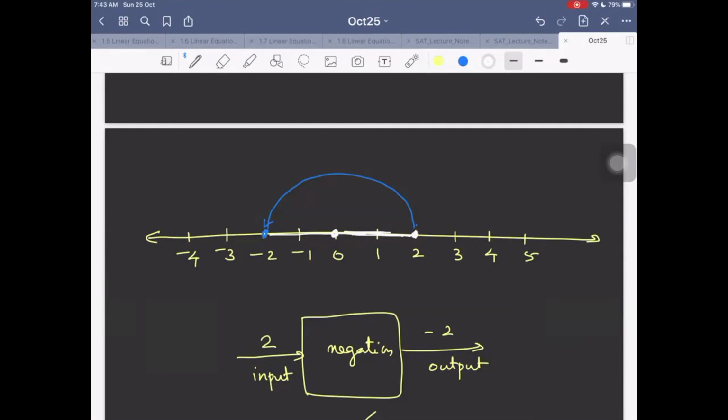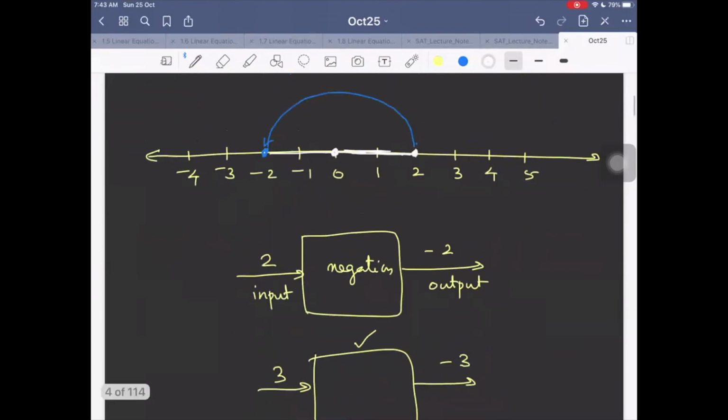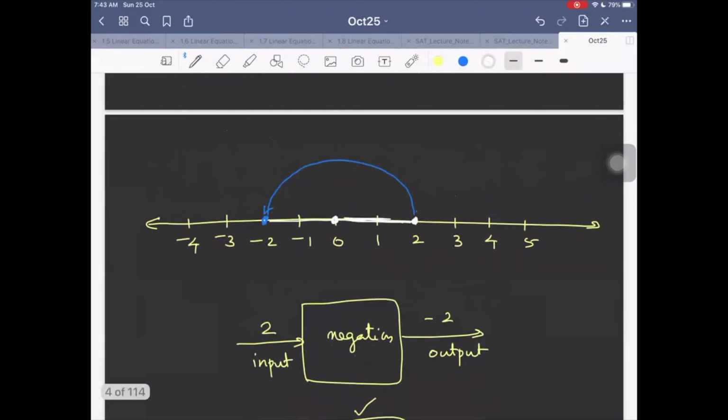Now, when you're negating 3, again, what is the idea? You have to rotate 3 and it lands up at -3. When you negate 4, what happens? You're basically rotating 4 about origin and it lands up at -4. Got it?